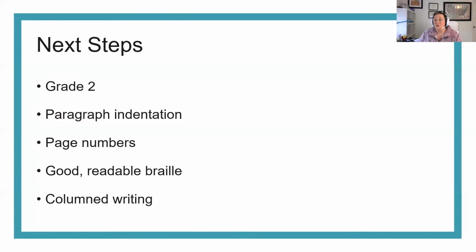For our next steps, it's grade 2. For our next steps, it's paragraph indentation, actually moving in before they start writing. Adding a page number to the piece of paper they're working with. We've done none of these things. Good readable braille, something they can exchange with someone else. And columned writing, often using numbers. Those are next steps. Don't worry if you're not there yet.